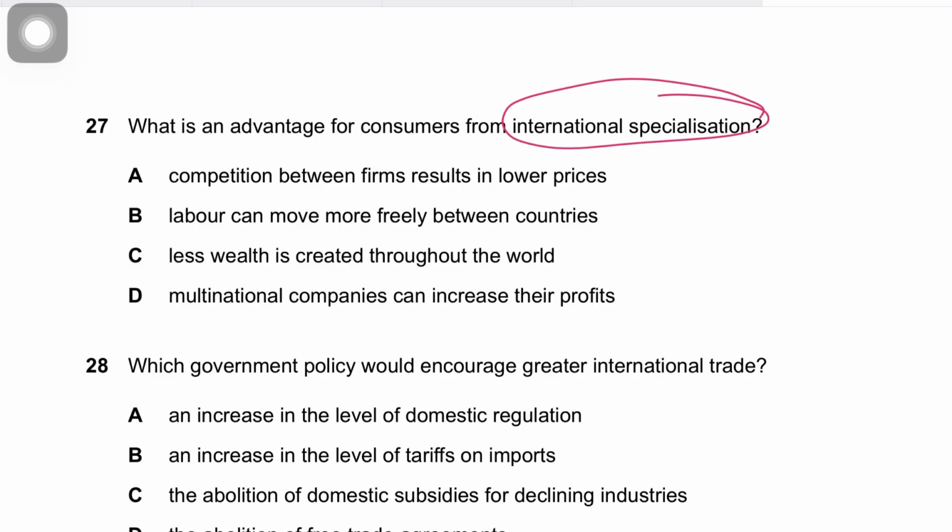The rest are wrong. Why? Because option B, labor can move freely between countries. Now, labor mobility is not the main consumer benefit from international specialization. The question is asking about consumer benefit. Option C, less wealth is created throughout the world. See, international specialization would usually increase more efficiency and it would create more wealth between nations. It does not reduce wealth. Option D is incorrect as well. It says multinational companies can increase their profits. See, higher profits of multinational companies may benefit the shareholders, not the consumers. The question is asking about consumers.